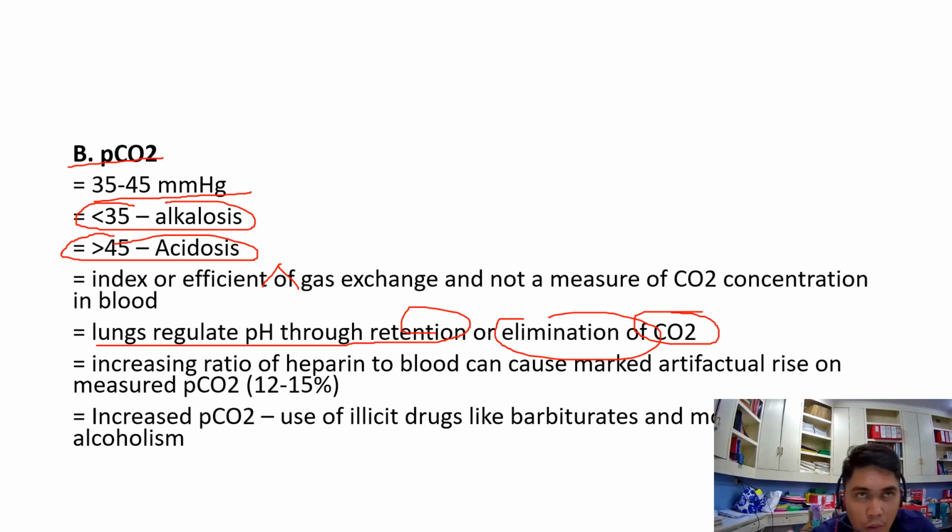If there's a problem with the retention or elimination of CO2, that can cause alteration in blood pH, because CO2 is inversely proportional to your blood pH. Next, increasing the ratio of heparin to blood can cause a marked artifactual rise in measured PCO2 by 12 to 15%. Heparin is the anticoagulant of choice for arterial blood gas analysis, but if you overuse heparin or increase its volume, it can cause a false increase in your PCO2 level. Another cause of increased PCO2 is the use of illicit drugs like barbiturates and morphine, and also alcoholism.